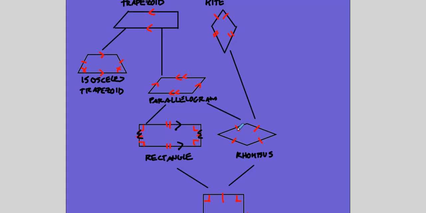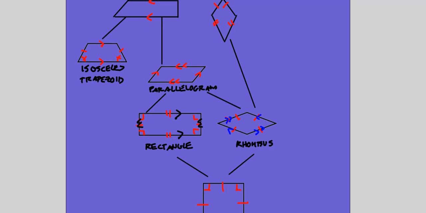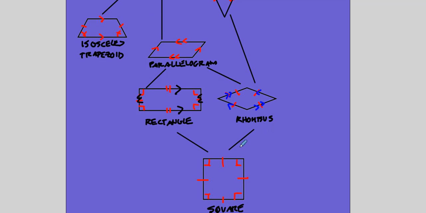Okay, so then jumping from the parallelogram this way, we have the rhombus. A rhombus by definition has simply four equal sides, but it turns out you have two pairs of opposite sides that are parallel. So these two sides are parallel, these two sides are parallel, so all rhombuses are parallelograms. But that also means all rhombuses are trapezoids because they have one pair of opposite sides that are parallel. Okay?